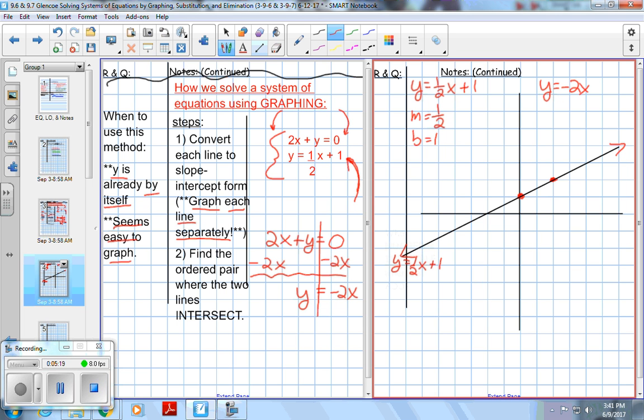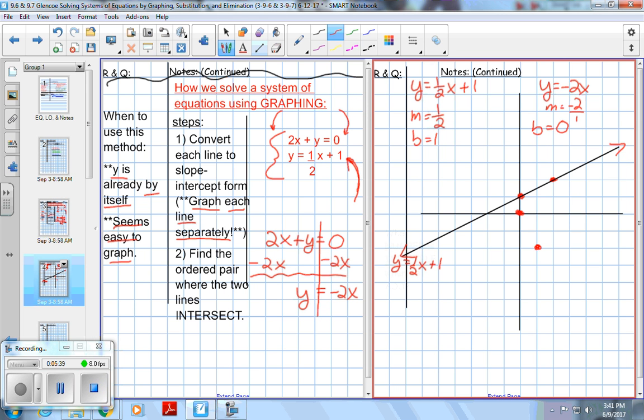And its slope is negative 2 over 1. And its y-intercept, oh, there is no number there. So that makes it easy. That means the y-intercept is the number 0. So we graph that ordered pair, 0, 0. And then we apply our slope.